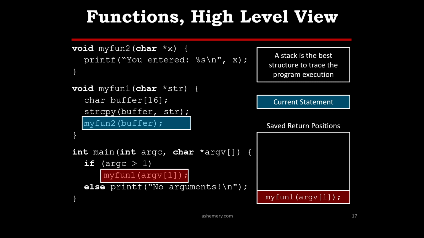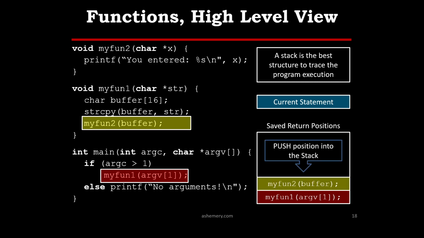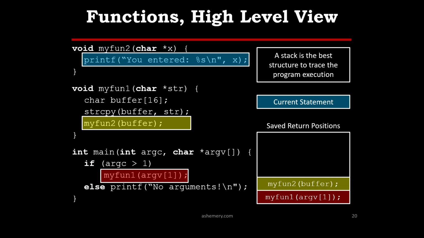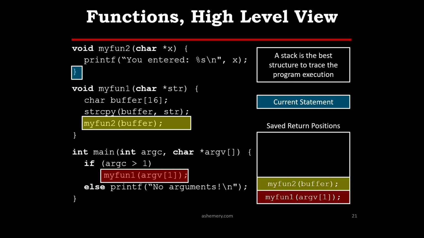Now we are going to go to myfun2. We are going to pass the buffer. So the execution is here. For myfun2, the position of that we also need to push onto the stack. So we need to save the position of myfun2 before we go and start executing it. Now, since we saved the position, let's go and start executing. So we get there. Now we print the statement. This statement will print the hello message that we entered. Okay. Now the execution has ended for myfun2.